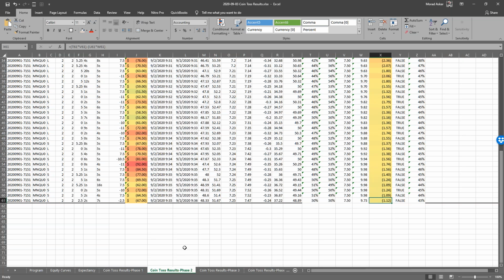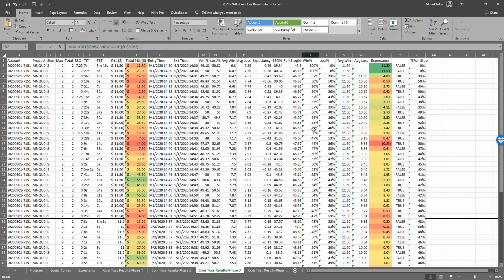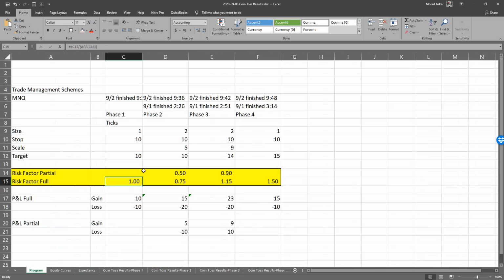So this is that two lot 10 tick stop on the MNQ with a 5 tick scale 10 tick target for a 0.75 R trade management scheme. Scenario 3, if you recall, this is as close as to the way I trade and the way I suggest traders day trade, this is for day trading.